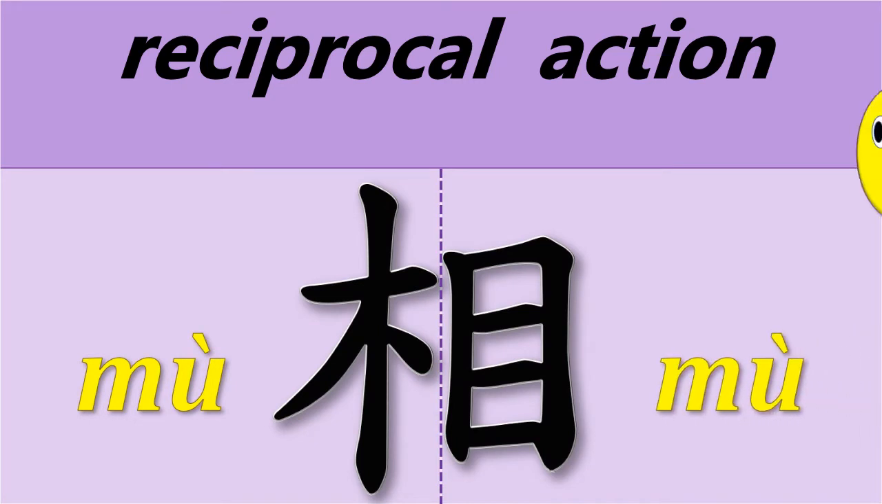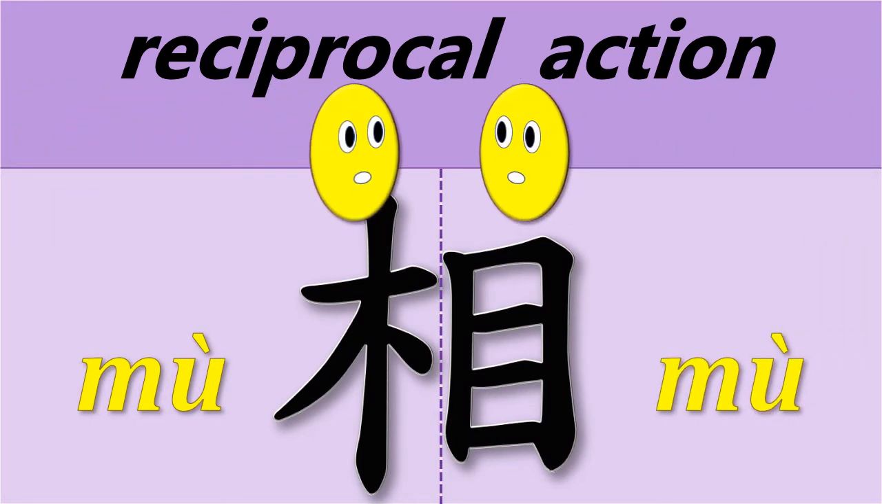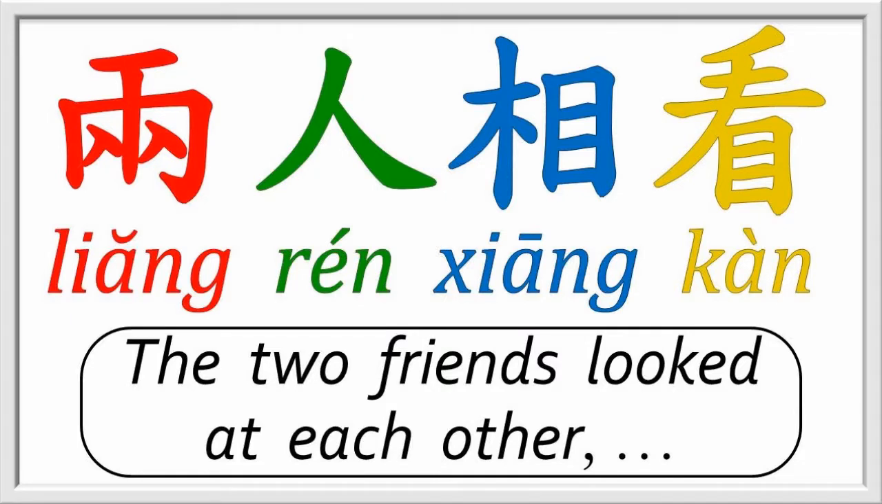The other pronunciation for this character, first tone, xiang, is limited to the idea of reciprocal action, each other, mutually. In his book, Chinese Characters, published in 1915, Dr. L. Vigor suggests that this abstract meaning of reciprocity is thought to be a Chinese pun. Two characters with identical pronunciations, mu and mu, arranged face-to-face. Whether true or not, it's an easy way to remember the meaning of mutual interaction. With this in mind, our next example sounds like a snippet from a novel. 两人相看. The two friends looked at each other.